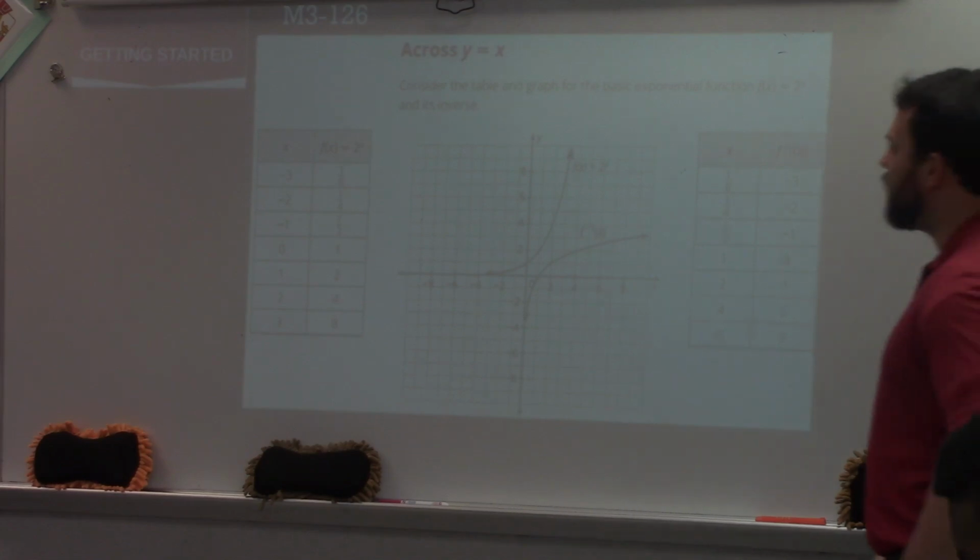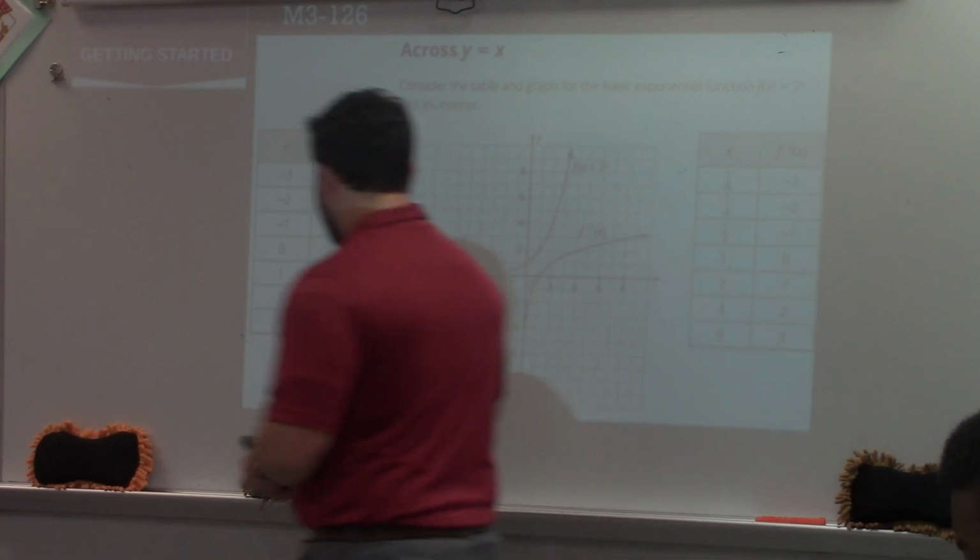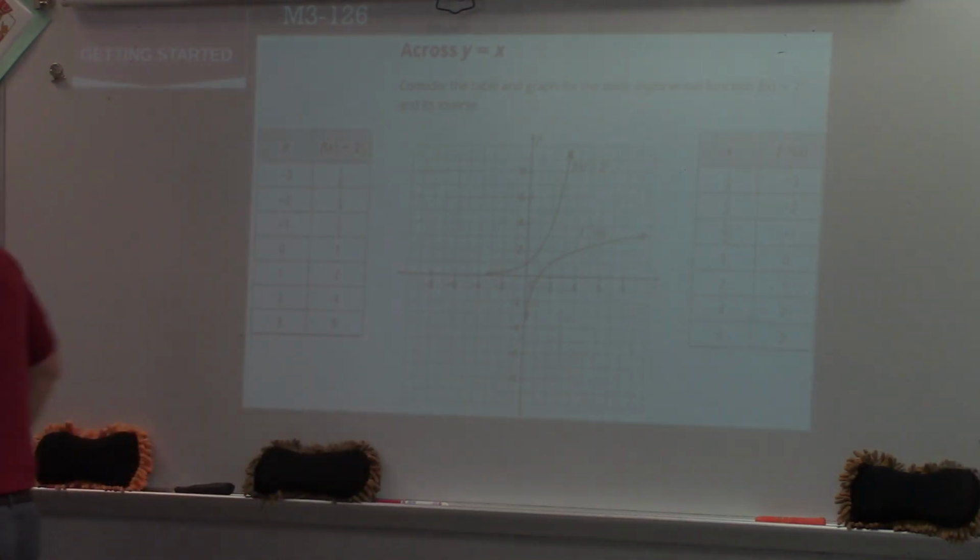So notice we have the function f of x. What type of function is f of x? Is f of x a one-to-one function? Yes. Right? It passes that horizontal and vertical line test, meaning its inverse will also be a function. But specifically, what type of function? Exponential. How do we know it's an exponential?